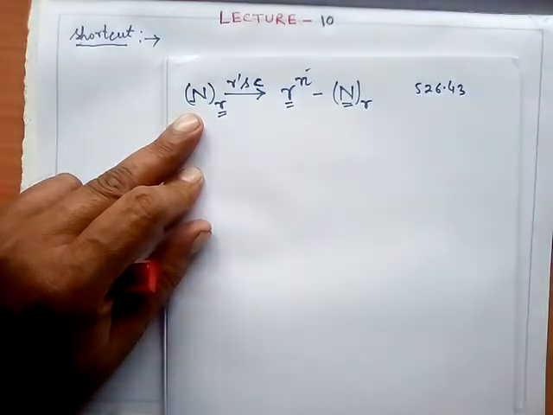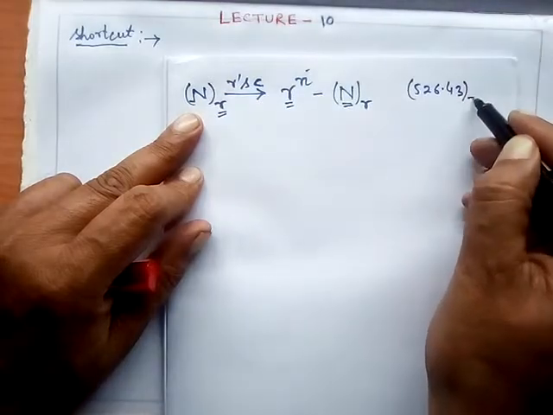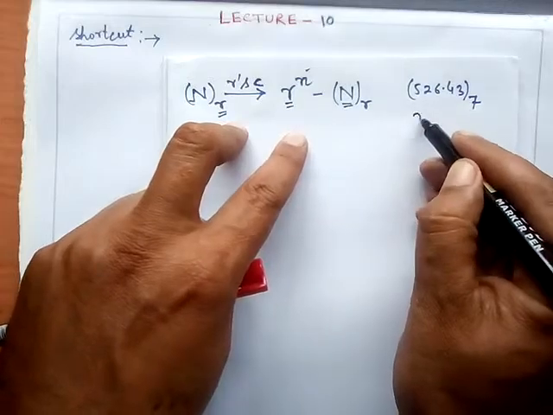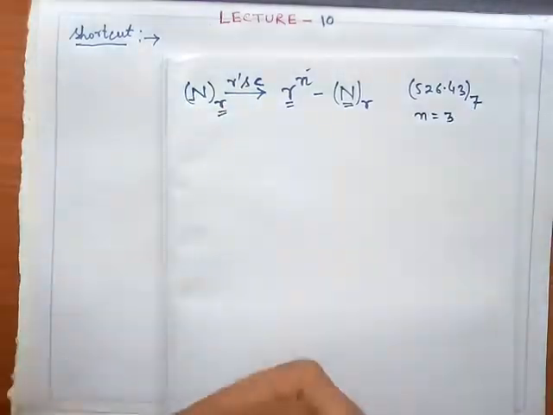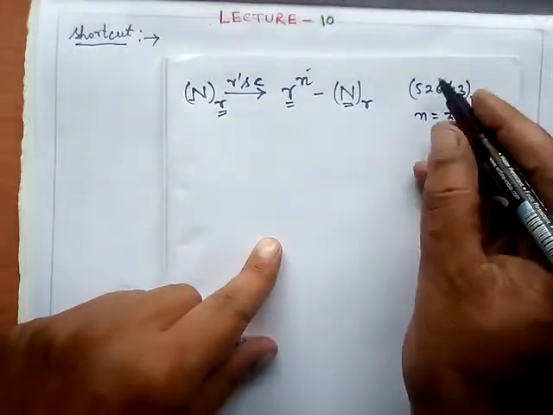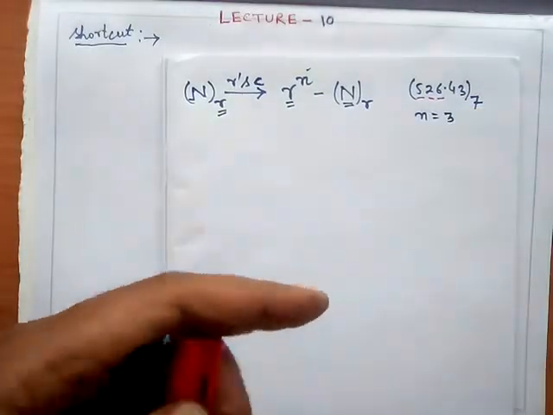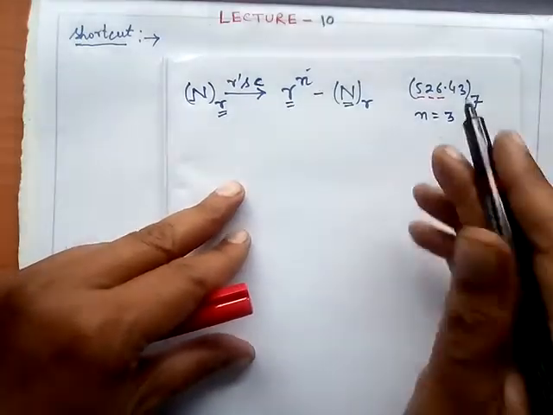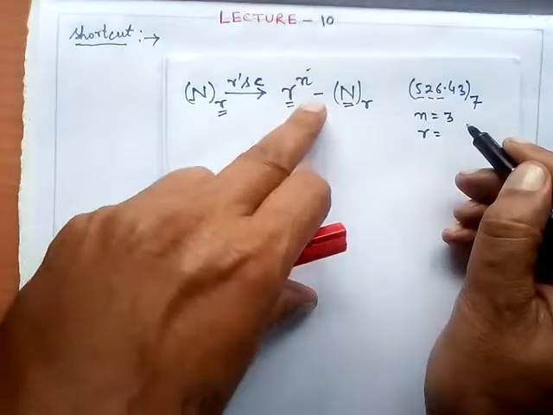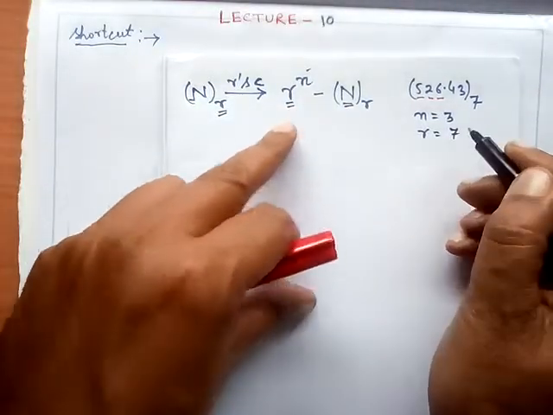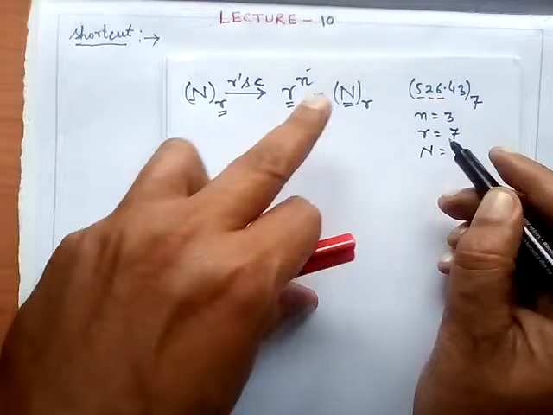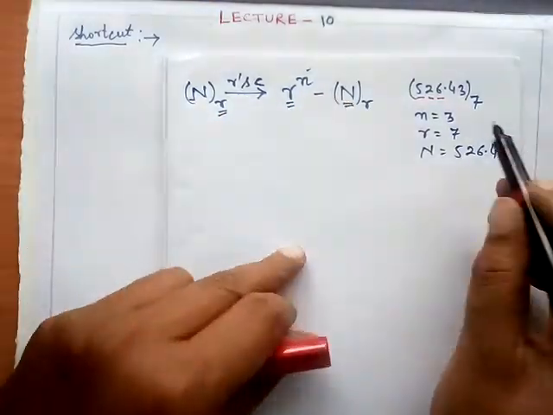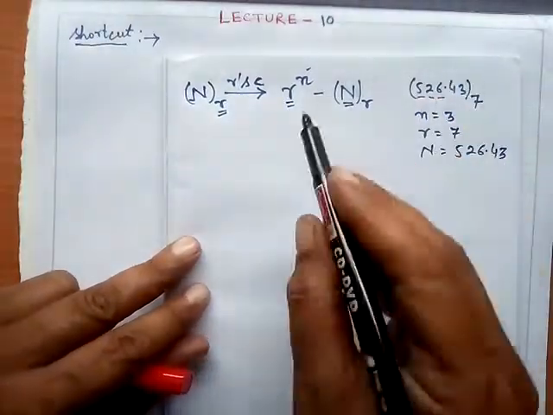Suppose I say that you have a number 526.43 in base, say, 7 here. So with respect to this definition, the value of n is 3. That is, there are total 3 digits in the integer part, and in the fractional part you have 2 digits, and the value of r, the base, is 7 here, and of course the number N is 526.43. I am repeating this definition.